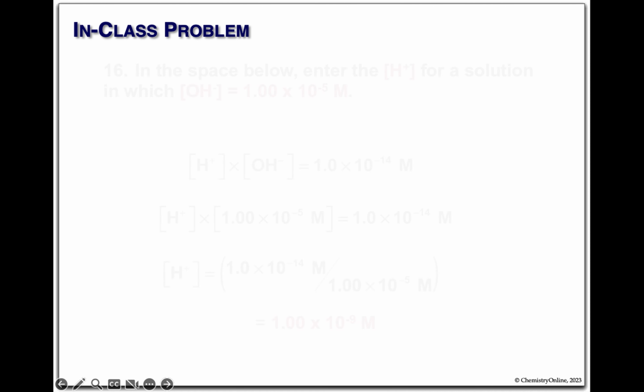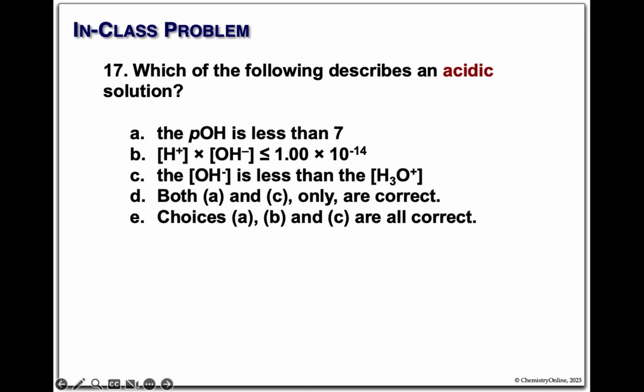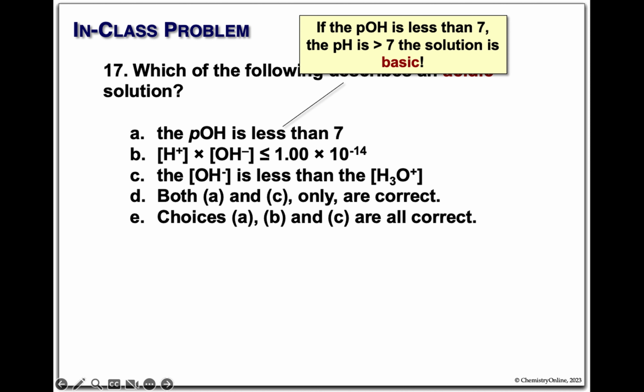All right, another acid base. Which of these is acidic? If pOH is less than 7. Now this is pOH, remember? If pH is less than 7, it is acidic. But pH plus pOH is always 14, right? So if the pOH is less than 7, that means that the pH must be more than 7. And this is basic. So that's wrong.